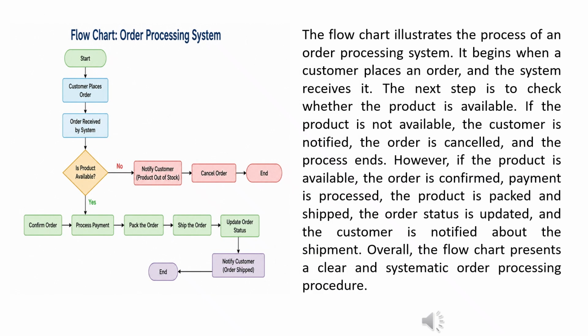The flowchart illustrates the process of an order processing system. It begins when a customer places an order, and the system receives it. The next step is to check whether the product is available. If the product is not available, the customer is notified, the order is cancelled, and the process ends. However, if the product is available, the order is confirmed, payment is processed, the product is packed and shipped, the order status is updated, and the customer is notified about the shipment. Overall, the flowchart presents a clear and systematic order processing procedure.